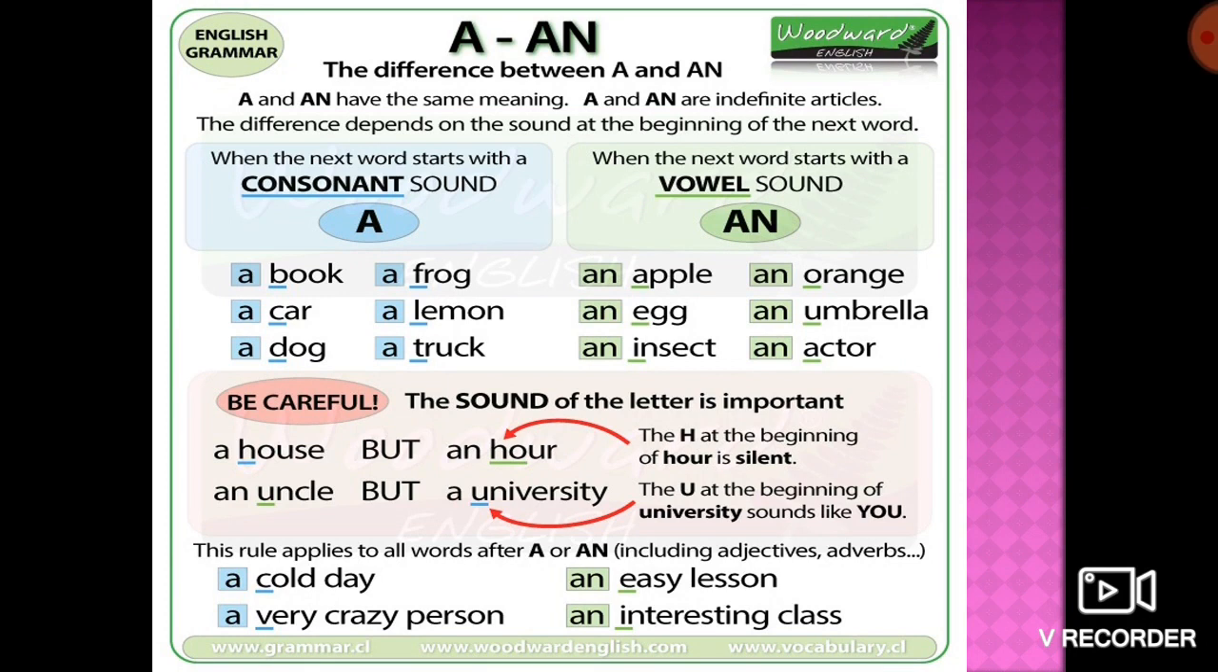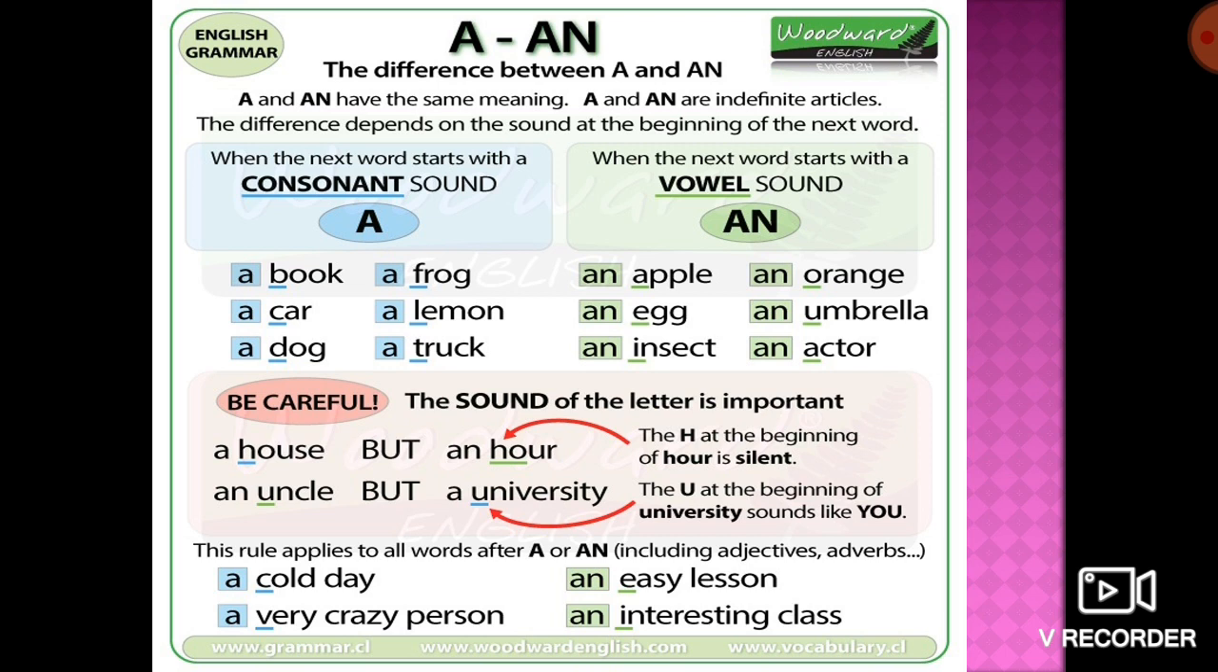But students, you need to be very careful regarding the sound of the letter. How? Let's have examples. Our first example is a house but an hour. Here, both the words begin with H. House, hour. But the sounds of the two words are different. In the first word, we have the sound of a consonant, huh, house. And in the second word, we have the sound of a vowel, hour. Here H is silent. That's why with house we use a and with hour we use an.